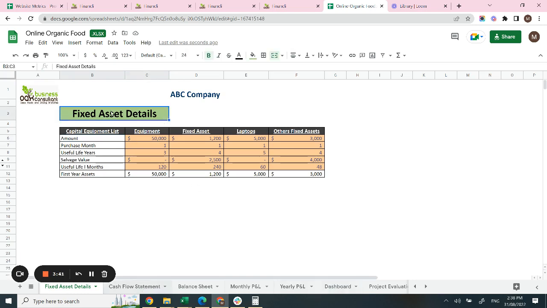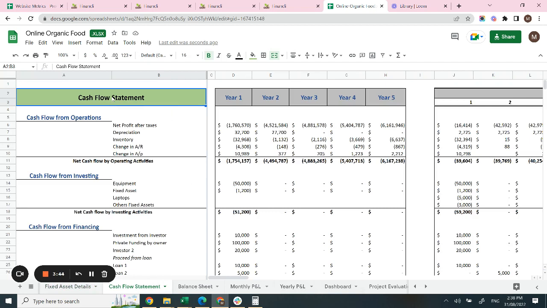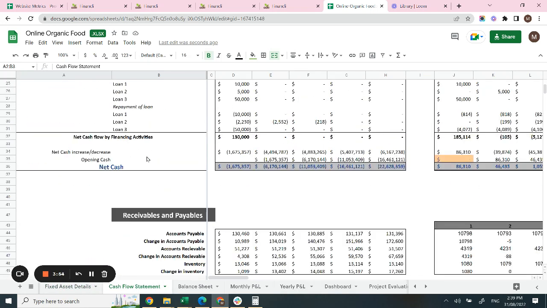Moving on, cash flow statement. It shows the inflows and outflows of cash of your business on a monthly and yearly basis. Further, it includes operational activities, financial activities, and investing activities.